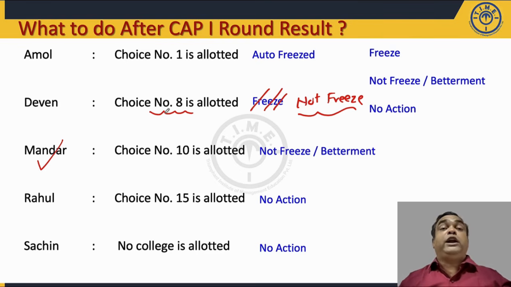If you don't get a better college than college number 8 till round 4, then college number 8 will definitely be yours. But in the further rounds, you are checking for a better college. So if you're not getting your choice number 1, I will always suggest you go for the further rounds. You choose the not freeze option. That part is very clear.